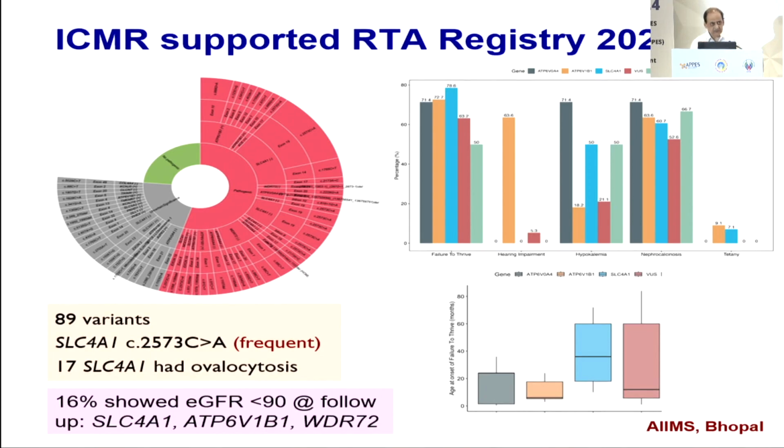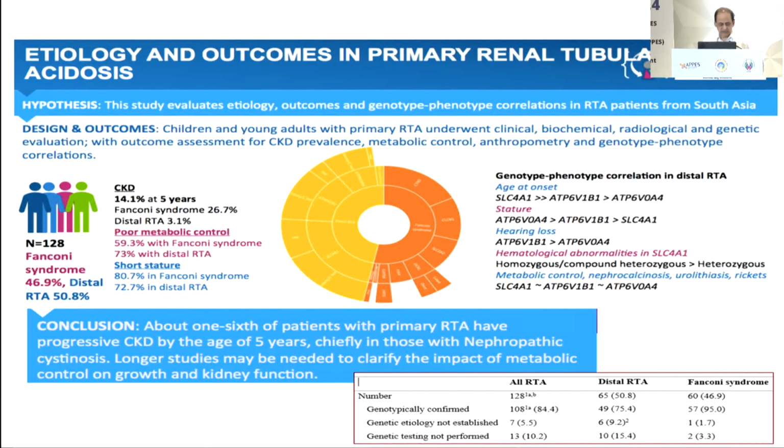The other thing to understand is that a proportion of patients who have RTA, particularly distal RTA, may go on to progress to chronic kidney disease. This figure varies between 16 to 20%, depending on which center the data is from. This is data from India.